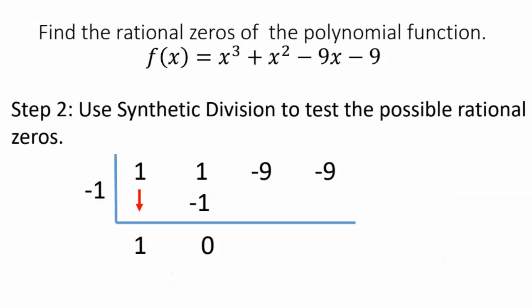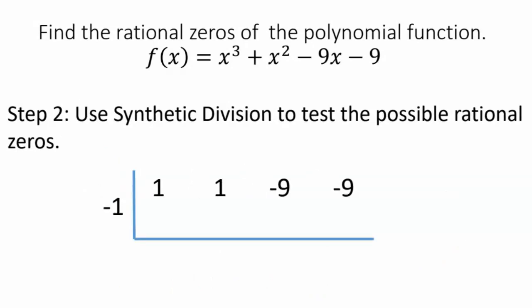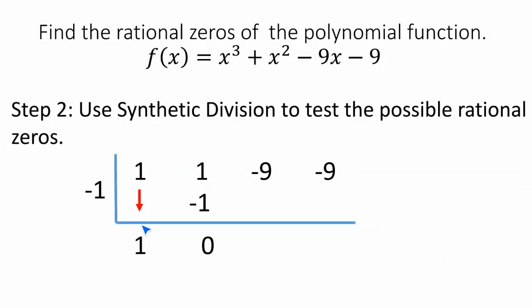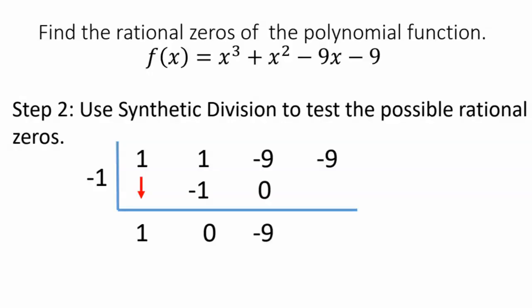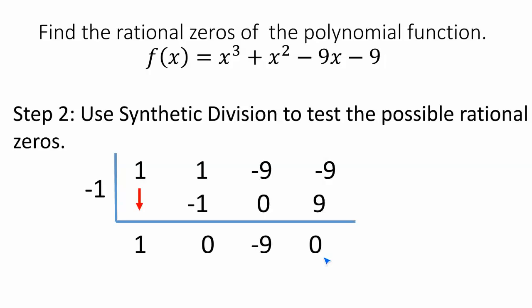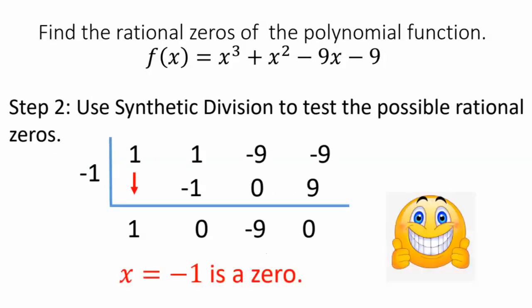Okay, so we'll try -1. So we do the same process. 1 times -1 is -1, plus 1 is 0, times -1 is 0, plus -9 is -9, and we keep going. So now we can see that we got a 0. And so that makes us happy because x equal to -1 is a zero.